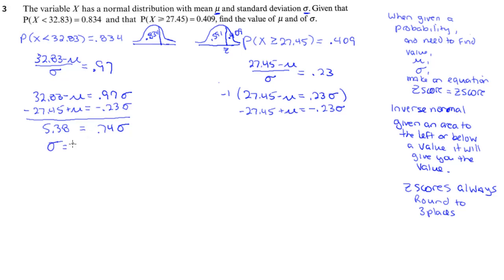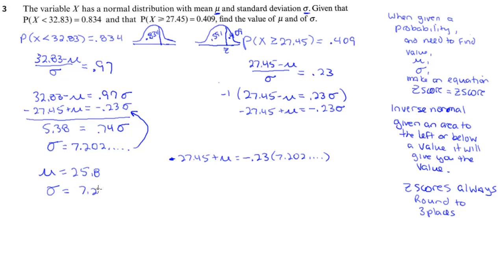And now all I've got to do is divide both sides by 0.74, and we find out that the standard deviation is 7.20 and so on. To find the mean, we're going to have to substitute the standard deviation in, and we're not going to use the rounded version. We're going to use the whole number, and we're going to substitute it in, and then all we've got to do is solve for mu, get mu by itself. When you do that, you're going to find that mu is equal to 25.8, and that the standard deviation is equal to 7.27. And that's all there is for that one.